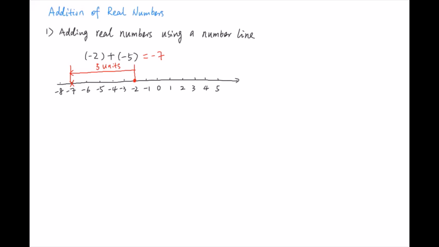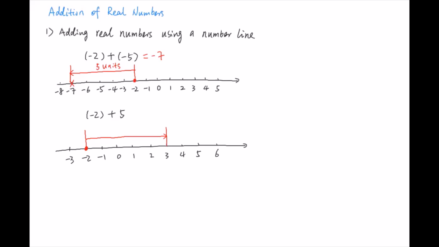Now let's see the next example. -2 plus 5. Now let's draw the number line. On this number line, the point corresponding to -2 is right here. Because we need to add a positive number 5, starting from this point, we need to move to the right by 5 units. By moving to the right by 5 units, we get to this point, +3. So the result of this addition is 3.